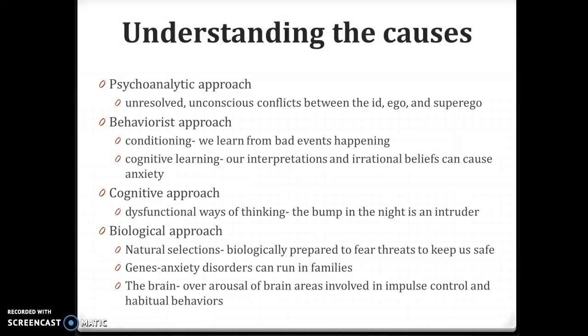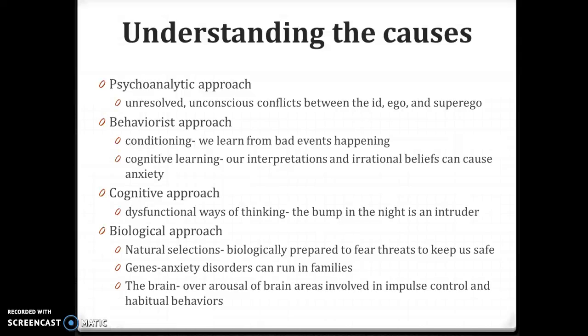There's the cognitive approach, which suggests that dysfunction in ways of thinking gives us a better chance of having these anxiety disorders. So, a bump in the night, thinking that that's an intruder, just jumping to that right away might leave us a little bit more open to having these things happen to us. And then the biological approach. So, natural selection, like I said before, with those fears or phobias, we're biologically prepared to fear threats to keep us safe. So that could be the basis for these things, that our fears just get the best of us.